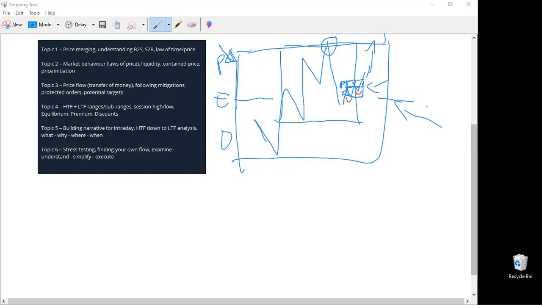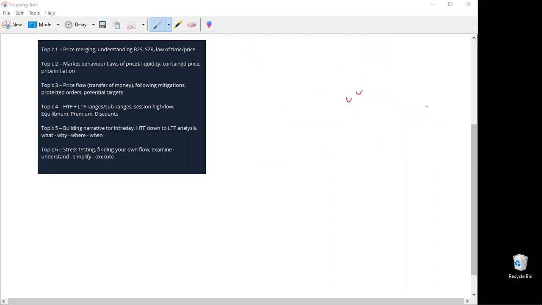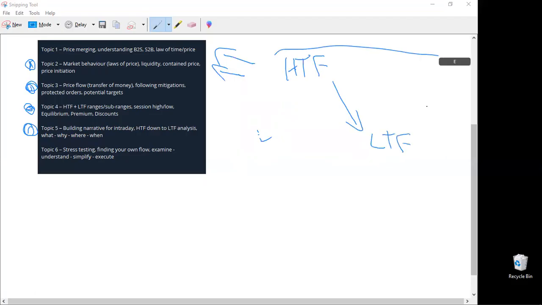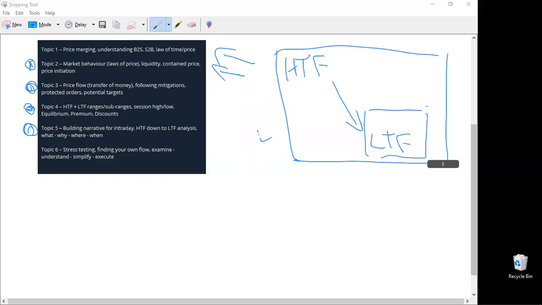And topic 5 is basically gathering the whole information. We teach you what to see and what to understand from what you see already from topic 2, and then topic 3, understanding how price flows, and then topic 4 is the ranges. Topic 5 is looking at the higher time frame all the way to the lower time frame to understand the whole picture for you to then execute on the lower time frame itself.